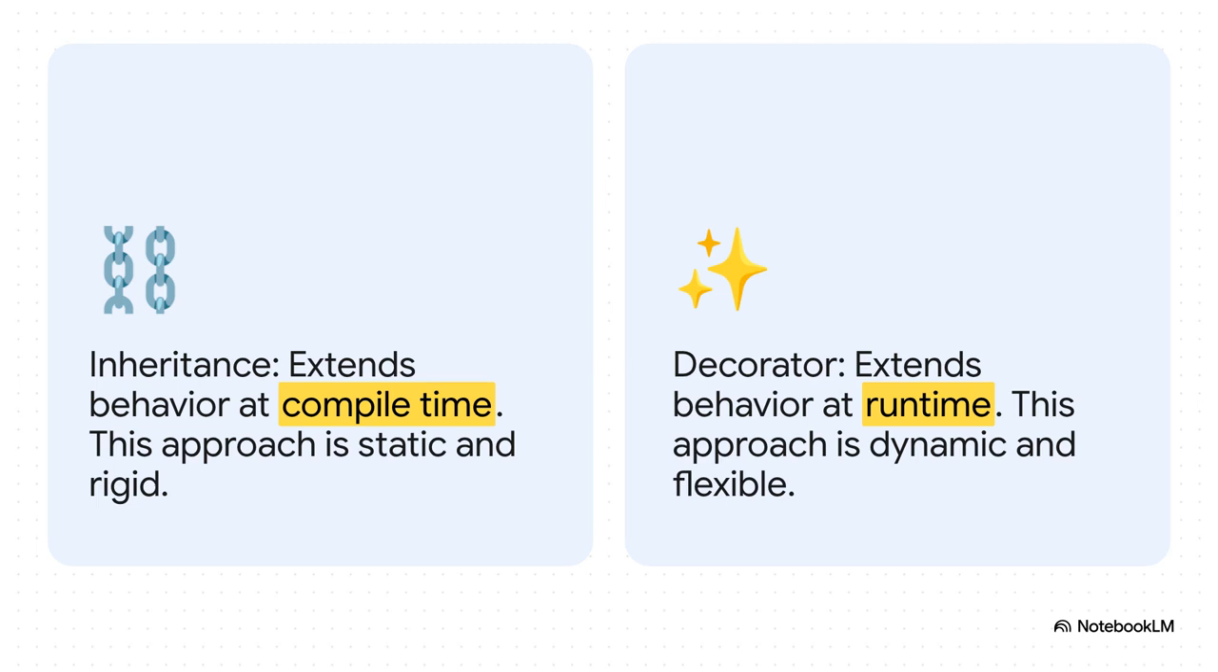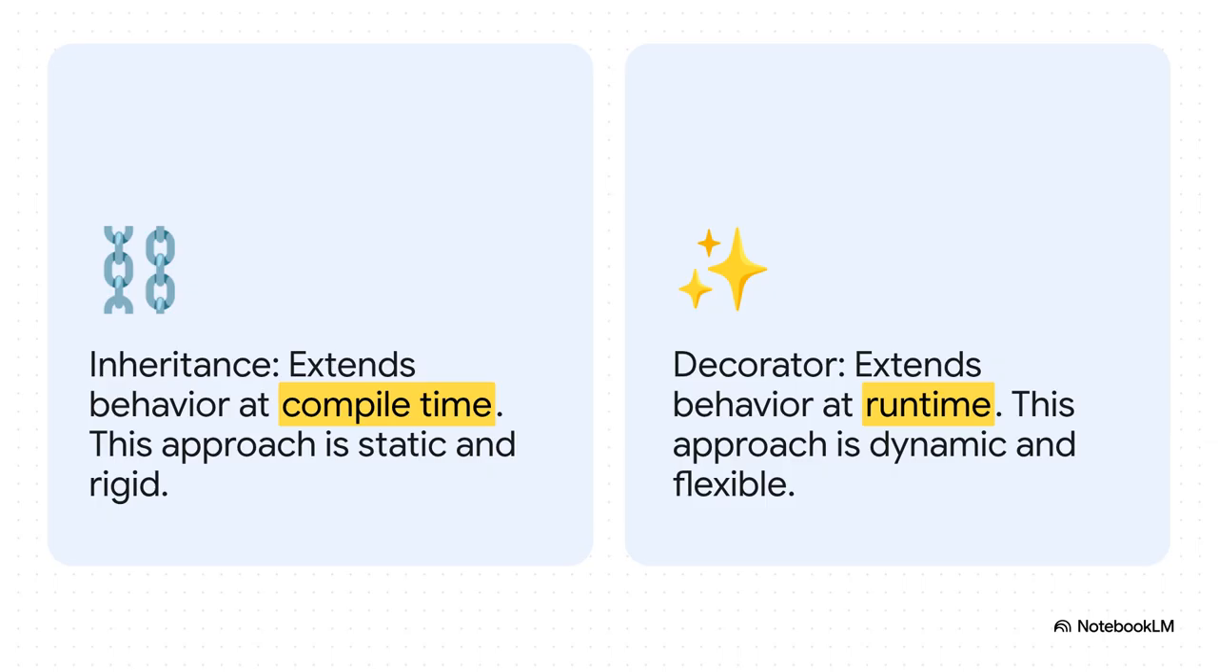Now, this slide right here is the key to everything. This is the big aha moment. With inheritance, you extend behavior at compile time. It's static. It's set in stone when you write the code. But the decorator pattern uses composition, and it lets you extend behavior at runtime.